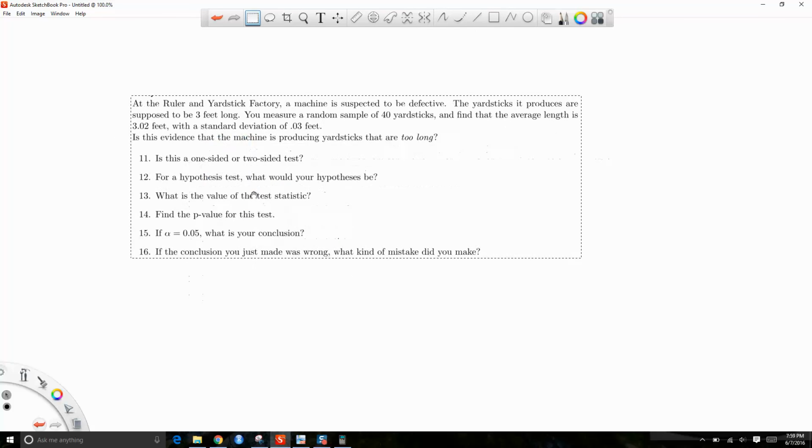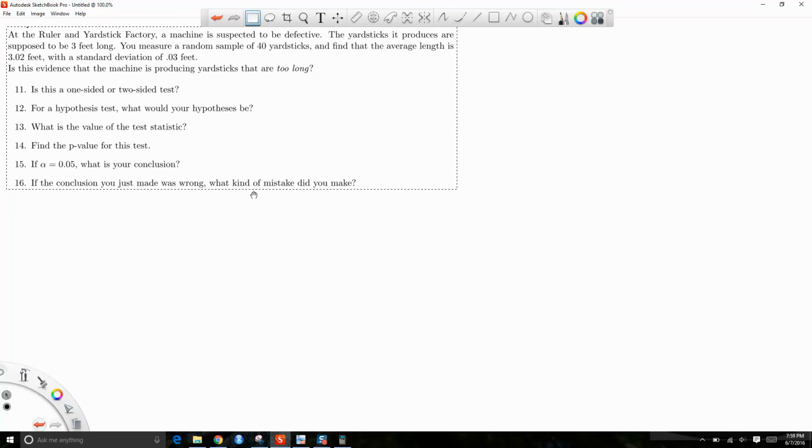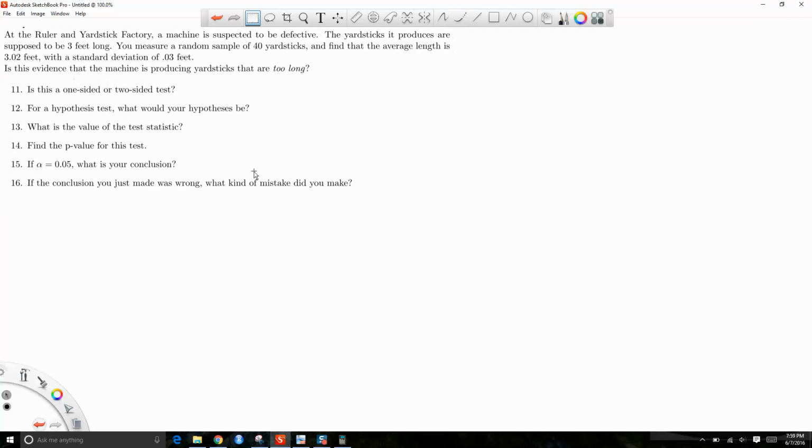Okay, so at the ruler and yardstick factory, a machine is suspected to be defective. The yardsticks it produces are supposed to be exactly 3 feet long. You measure a random sample of 40 yardsticks and find that the average length is 3.02 with a standard deviation of 0.03 feet. Is this evidence that the machine is producing yardsticks that are too long?